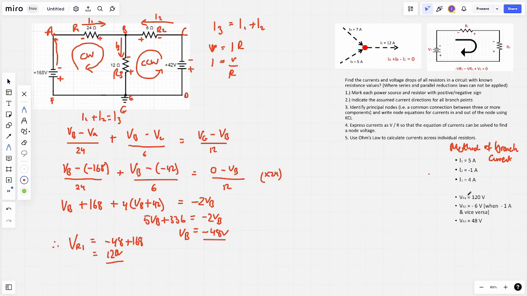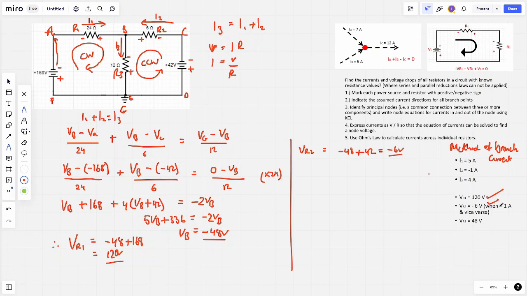So we can say VR1 is equal to a positive 120 volts, just like what we found out in the method of branch currents on the right hand side. So that's a tick mark for us. Let's do the same thing. Let's work out VR2, the voltage drop across resistor 2, and again from my equation it is VB minus VC. So that's going to equal minus 48 minus VC, which is minus 42, so that's a plus 42, equal to minus 6 volts. Again, from our method of branch currents, that's exactly what we saw.